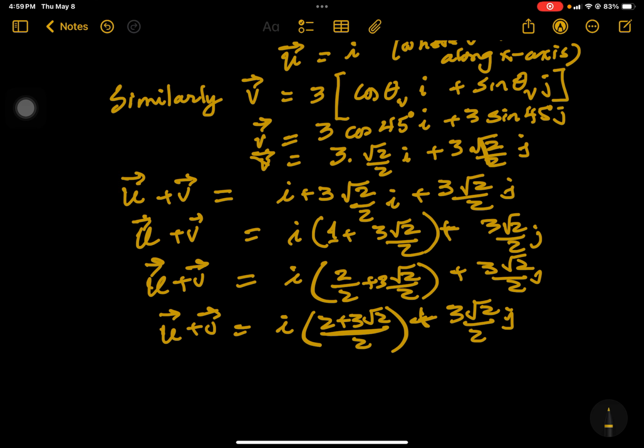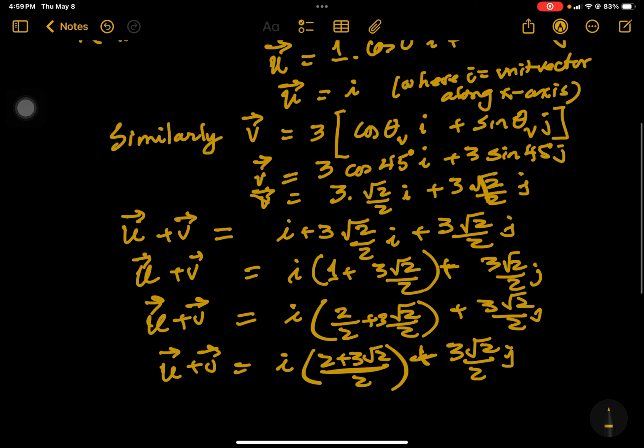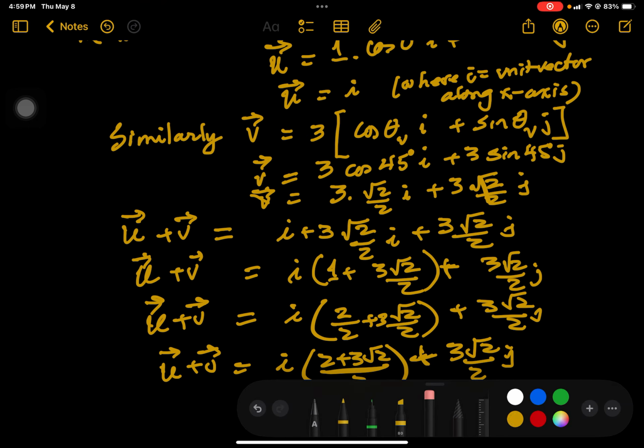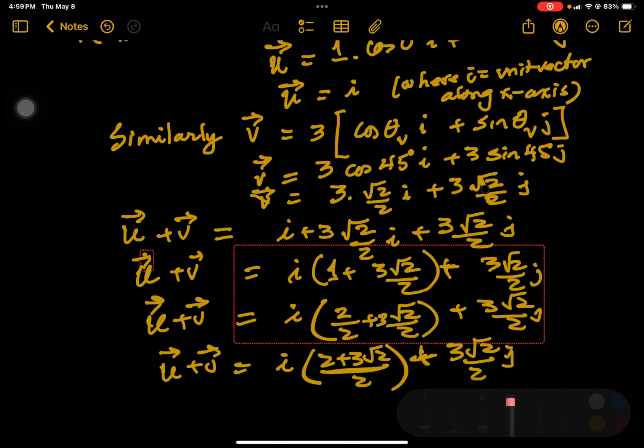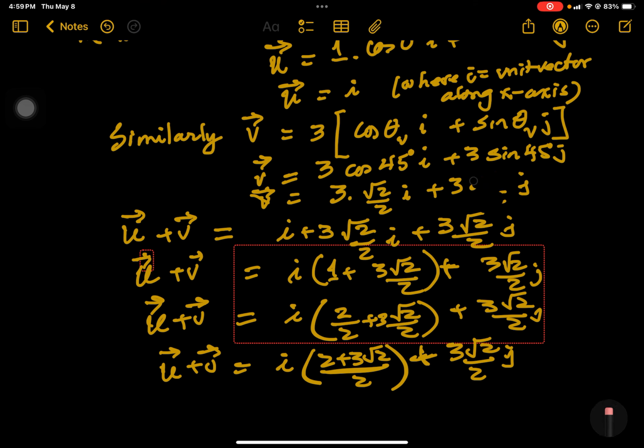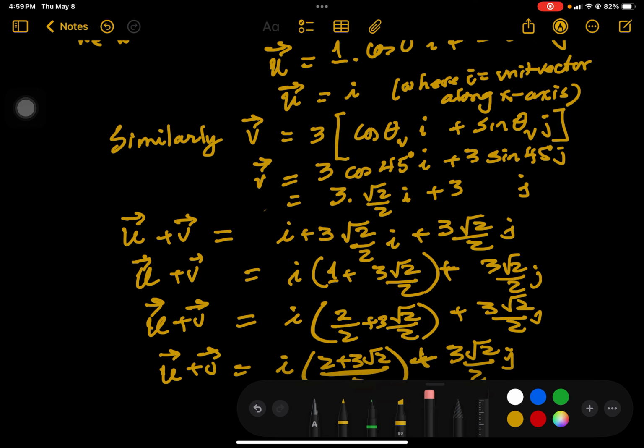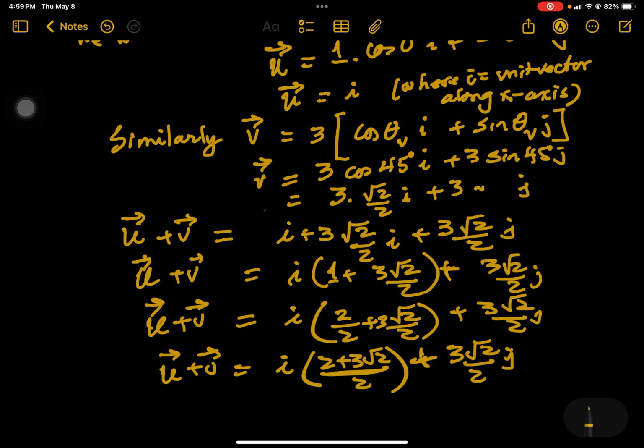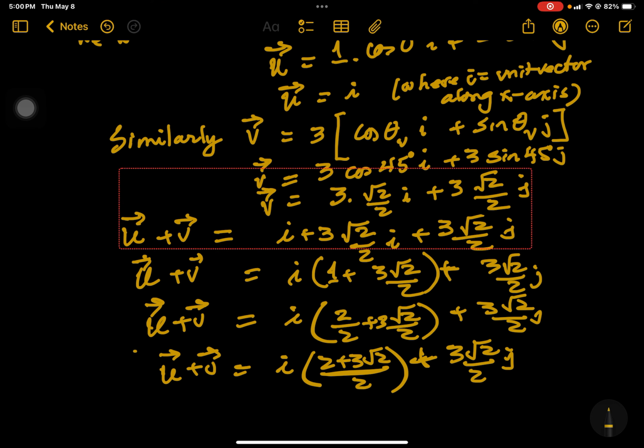So let me make that clear, and maybe I want to erase this and write it clearly. So this is 3 square root of 2 by 2, and this is vector v. So your final answer is this.